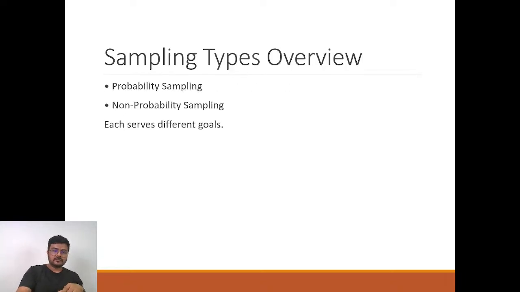Okay. So of this probability sampling, there are four different types, whereas for non-probability there are the same number of sampling types. Let's discuss these sampling types one by one.